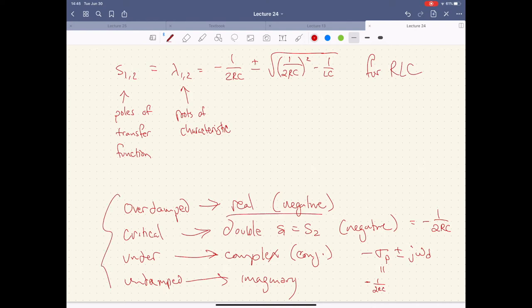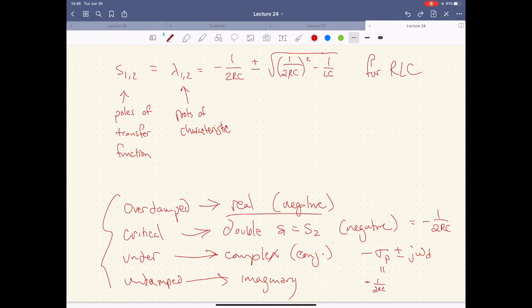Okay, so recall the following. An overdamped system has only real poles. A critically damped system has a double real pole, and it is negative as well. And then our underdamped system has complex conjugate poles, so we have a real part plus an imaginary part, and this real part, as it turns out, is -1/2RC. And then our undamped system is just purely imaginary.